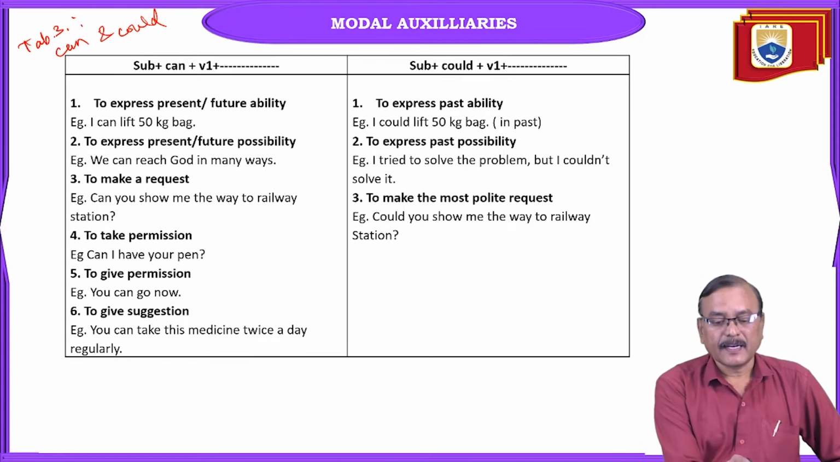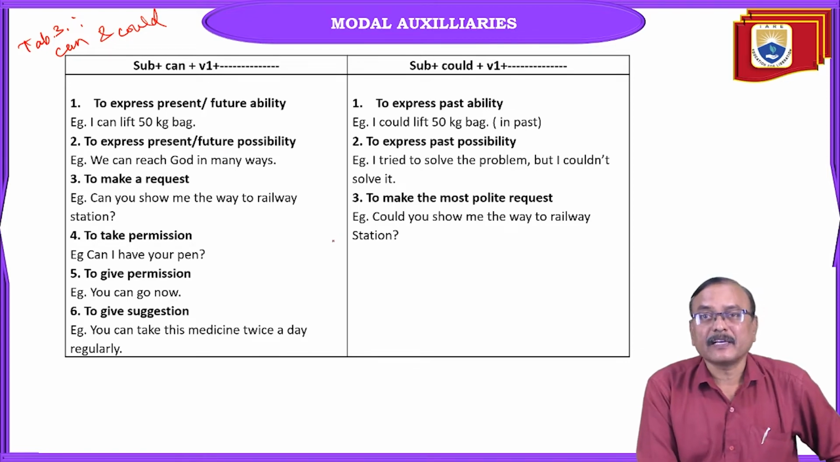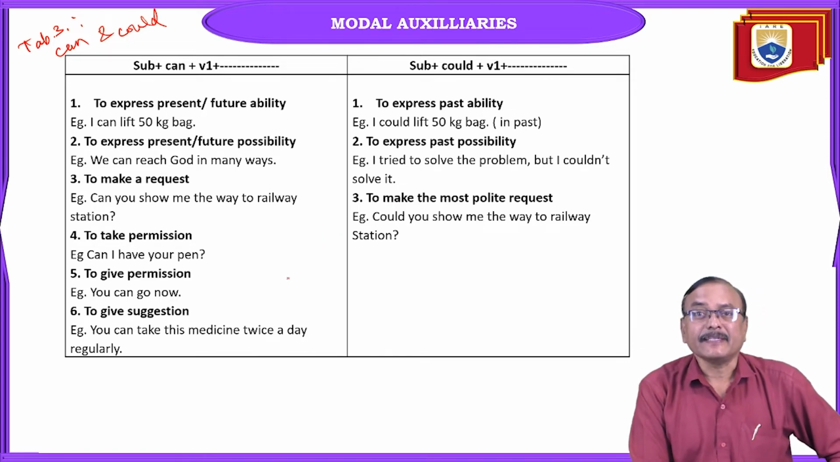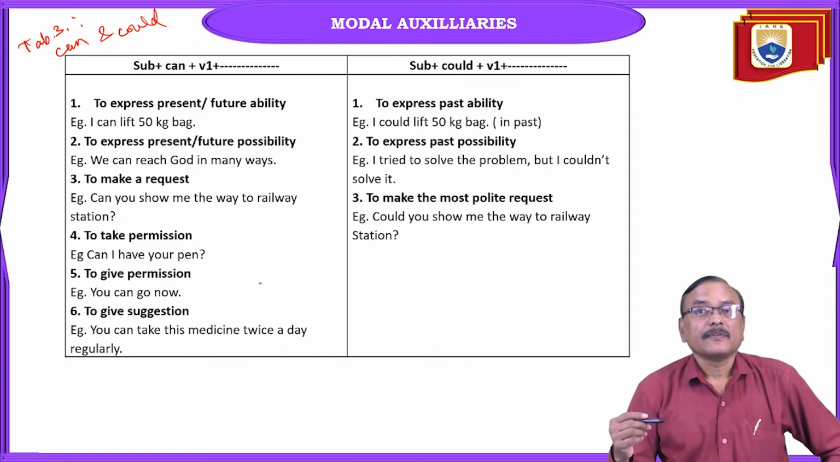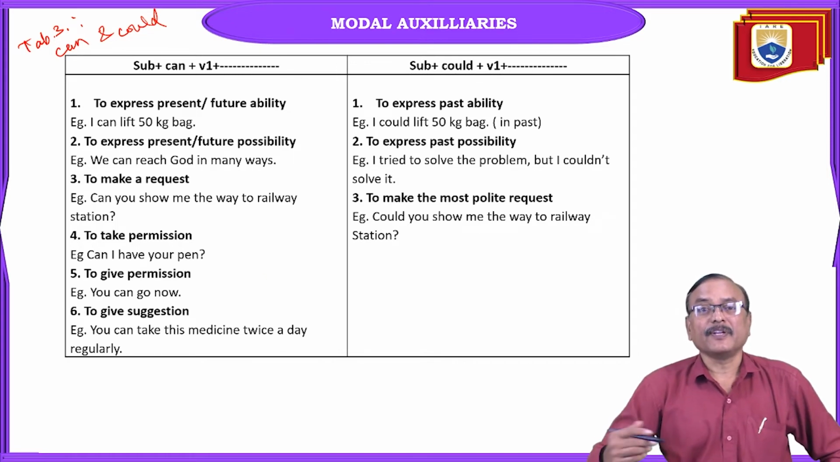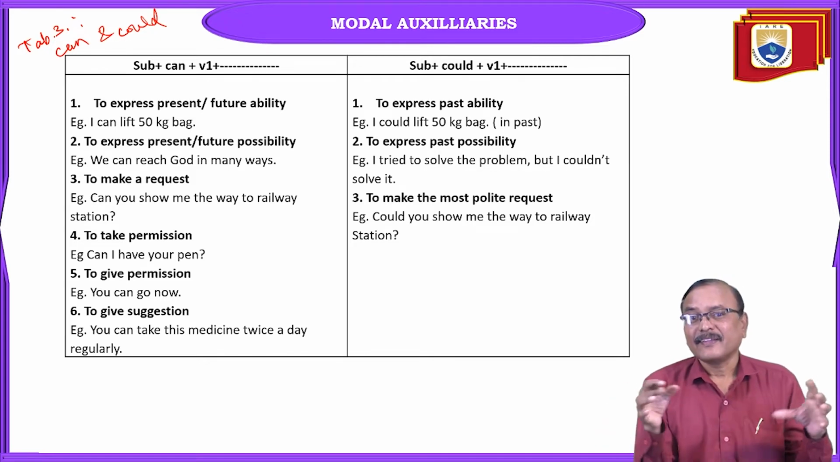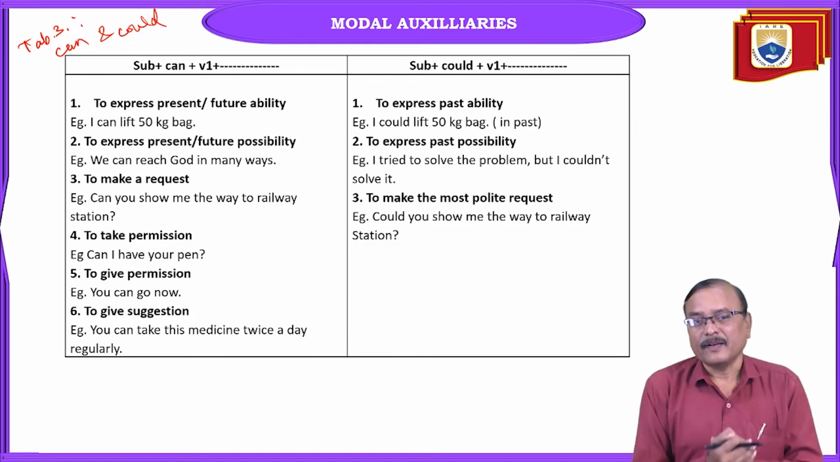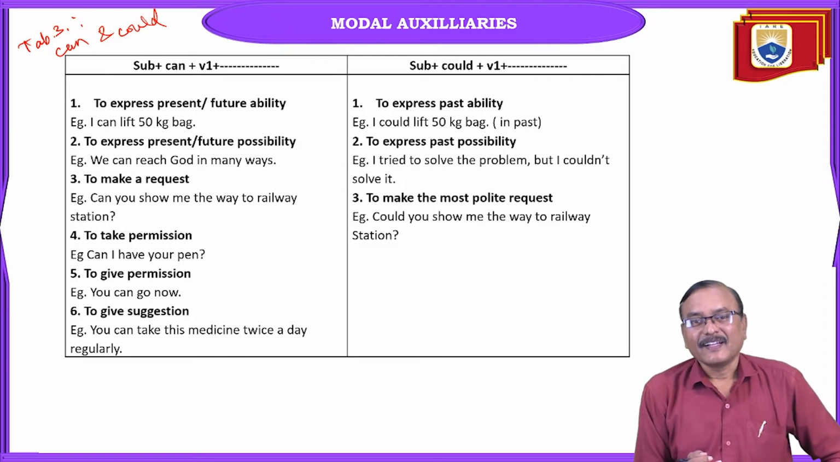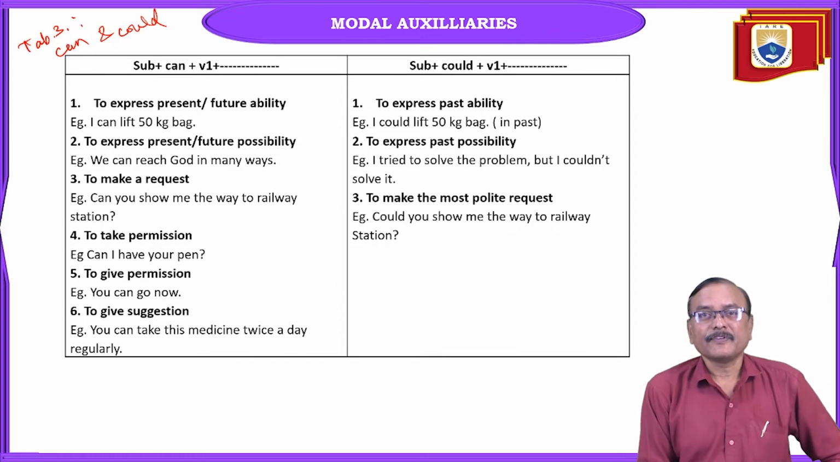First one here: can plus V1, to express present or future ability. I can lift a 50 kg bag, which means I am able to lift. And remember, don't use can and able together. Can itself means able. Don't say, I can be able to lift. Say, I am able to lift a 50 kg bag, or I can lift a 50 kg bag.